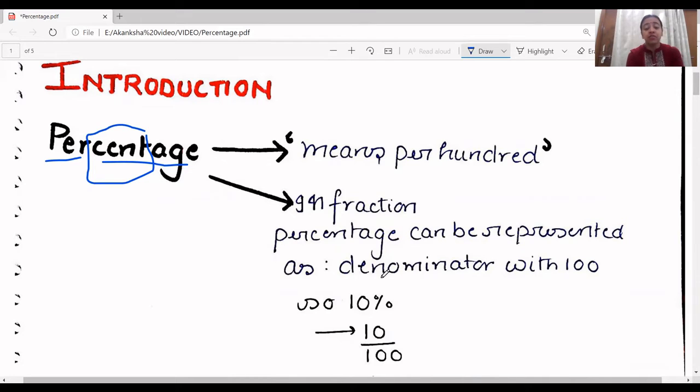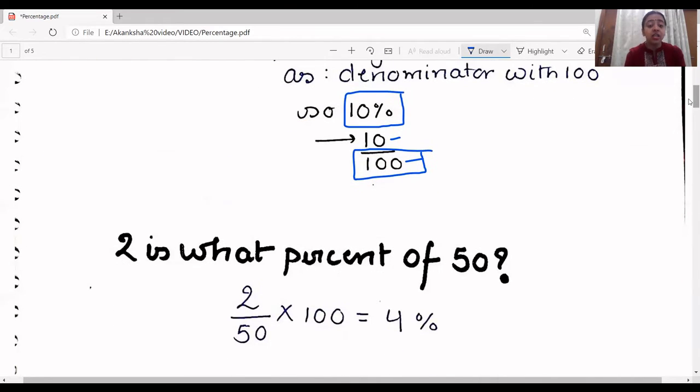Again, here I have taken an example of 10%. So 10% is 10 upon 100. Why 100? Because I mentioned it is per 100. So when you represent a percentage as a fraction, the denominator value is 100. So moving ahead to a question.